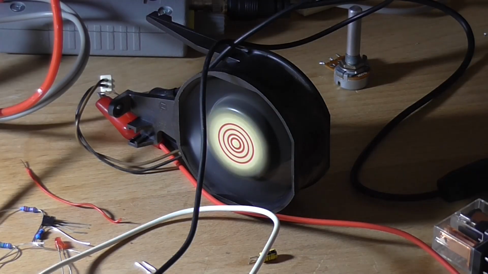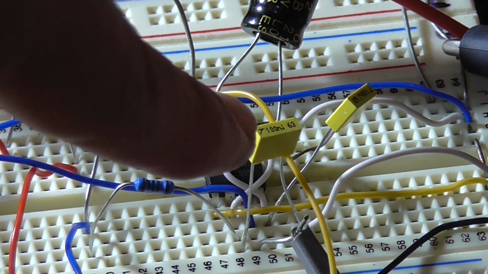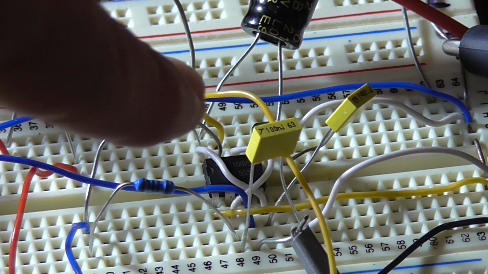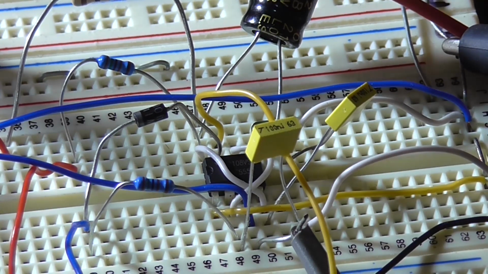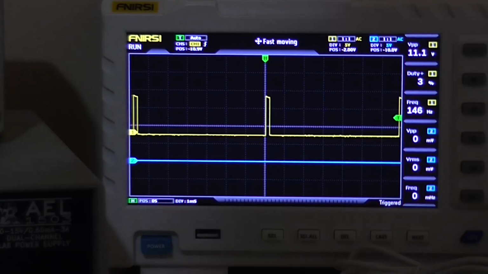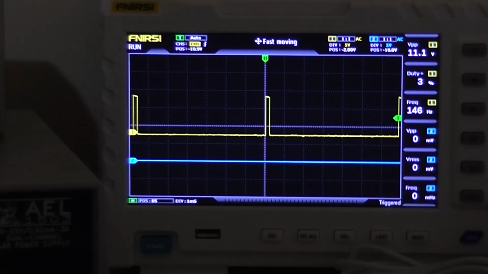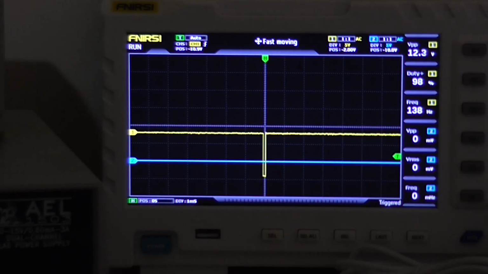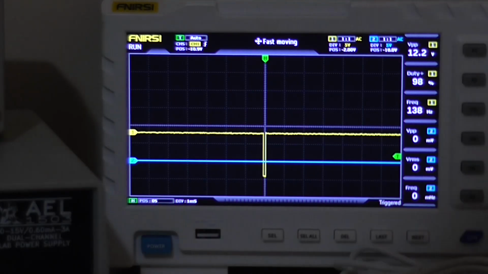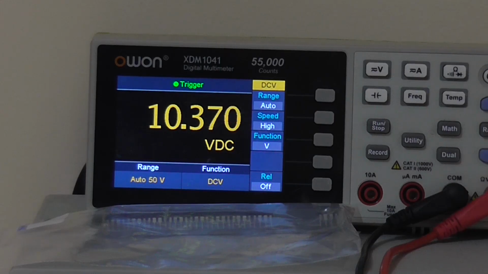Yeah, well, I did some experimenting off the camera there, and I can't really get it to go close to full speed unless I change that 100 nanofarad capacitor to a lower value such as a 220 picofarad, but then it doesn't maintain the low speed, which is kind of annoying. So currently we're going from 146 Hertz roughly at 3% duty cycle, and 138 Hertz and 98% duty cycle, and we're roughly getting 10.3 on the output.